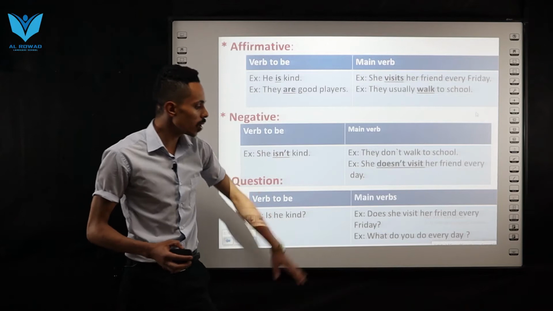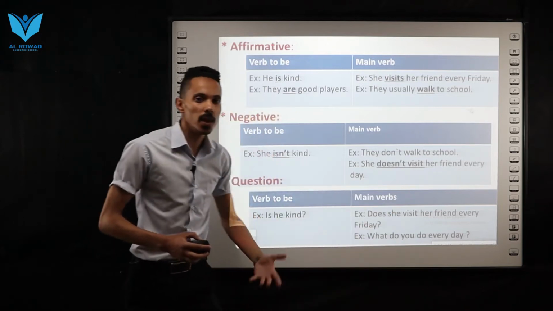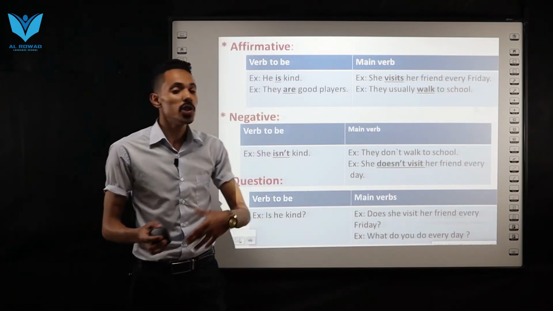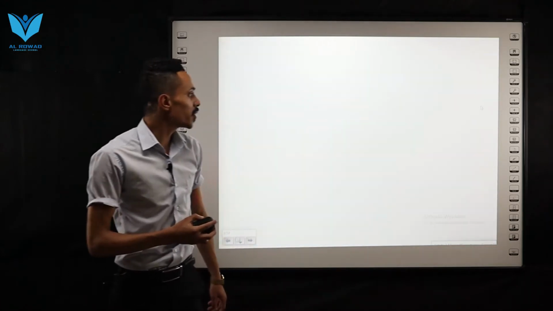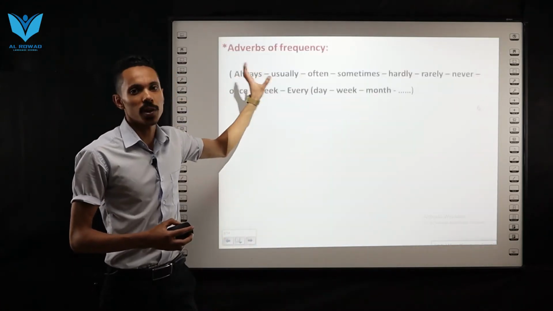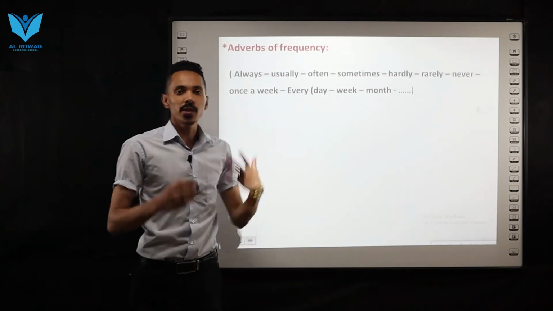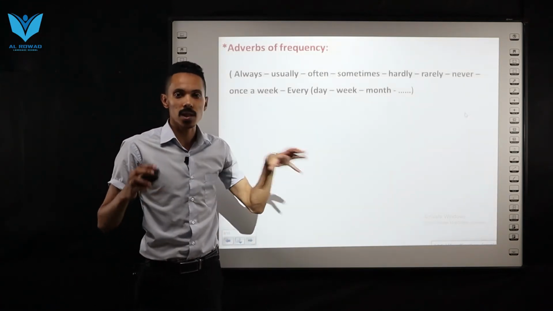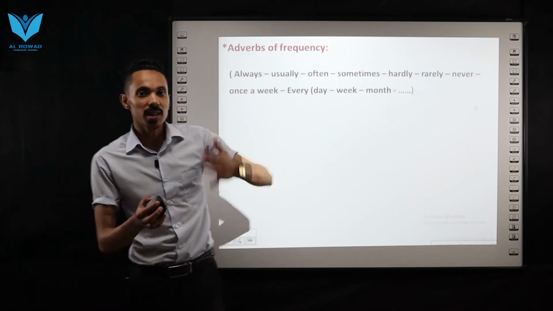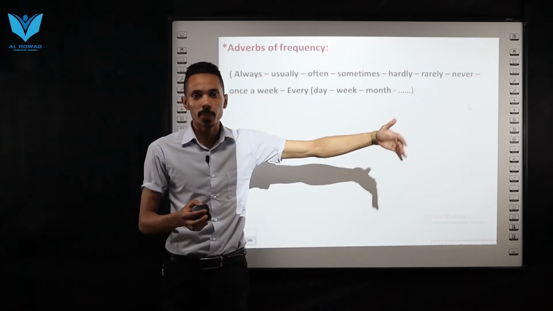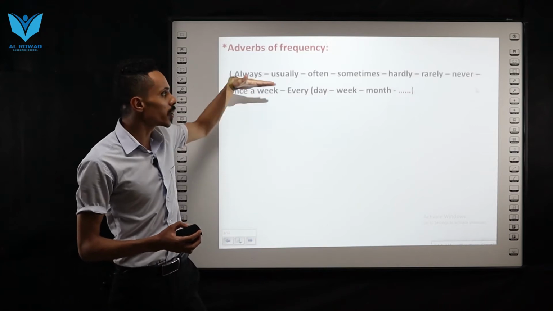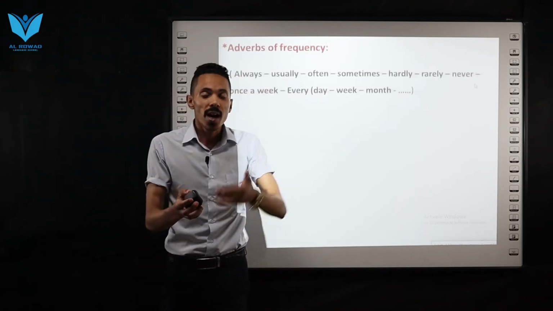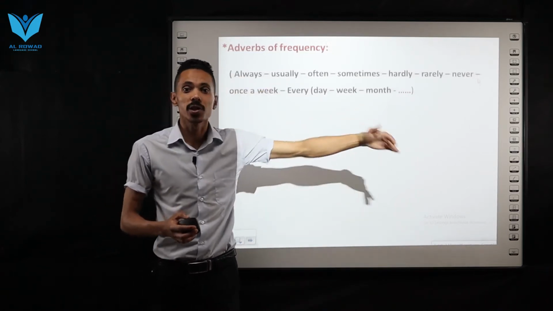So here the second one, what do you do every day? Here I'm asking you about a habit you do every day. After that, adverbs of frequency. In fact, I use these words beside the verb of the present simple. Why? Because it's a repeated verb. And I use these words to show you the degree of the repetition of the verb.